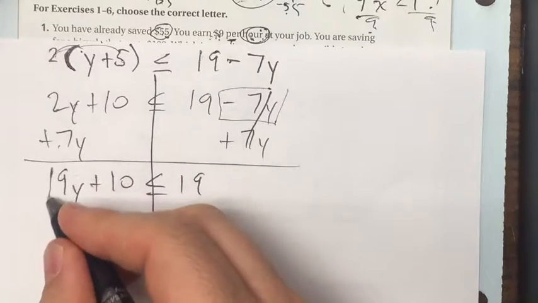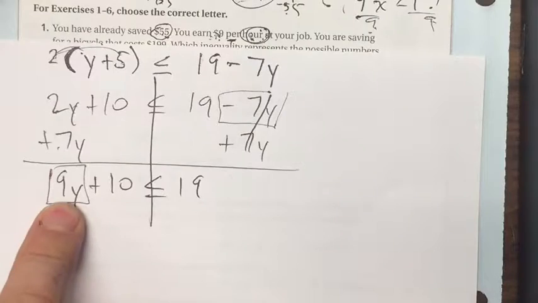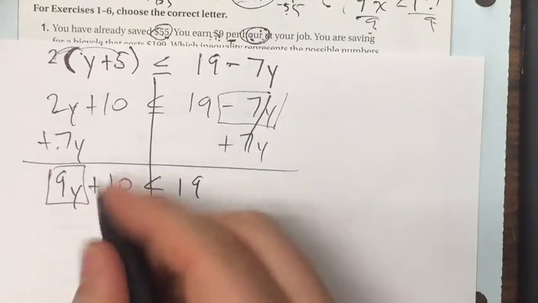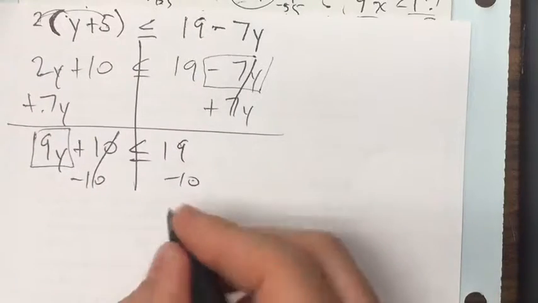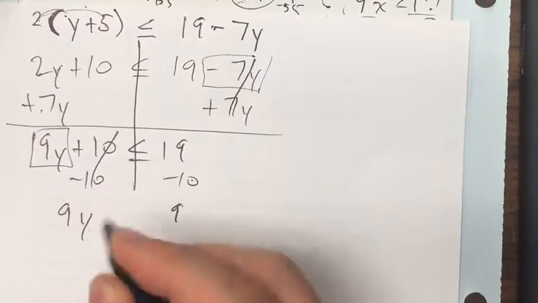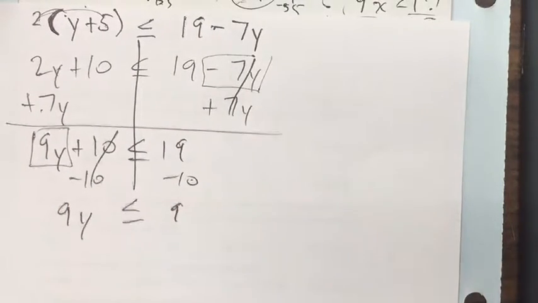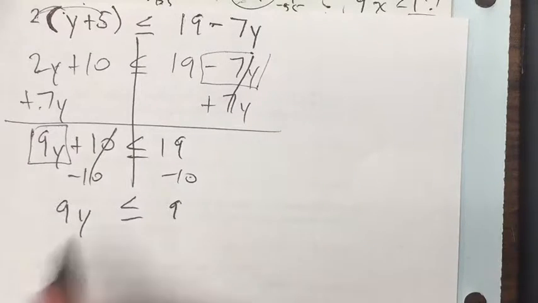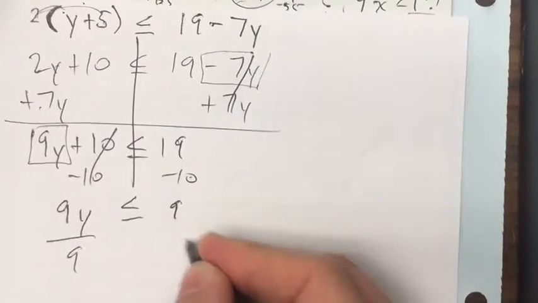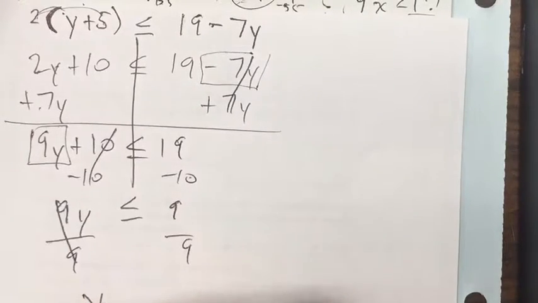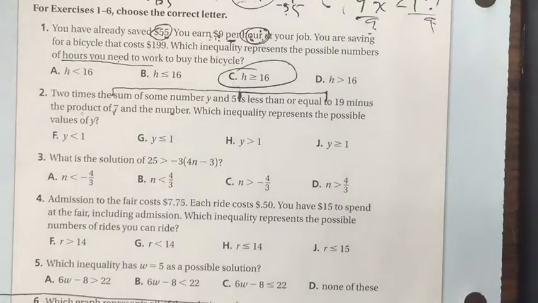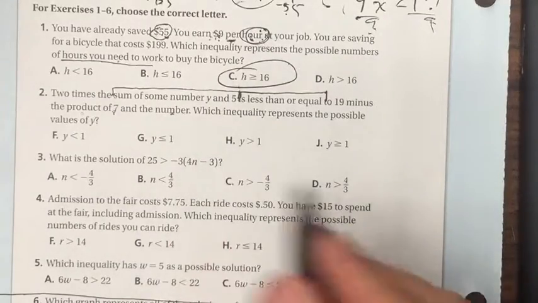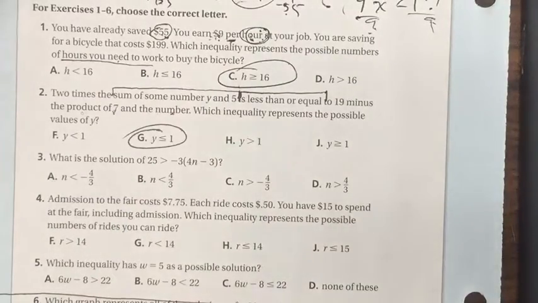Okay, now I put a box around my term. I need to isolate that. I got to move the 10 over. Minus 10, minus 10. 19 minus 10 is 9. 9y is less than or equal to 9. How do I get rid of that? Divide both sides by 9. Y is by itself. 9 divided by 9 is 1. So I'm left with y is less than or equal to 1. And there it is. Okay, let's do the next one.